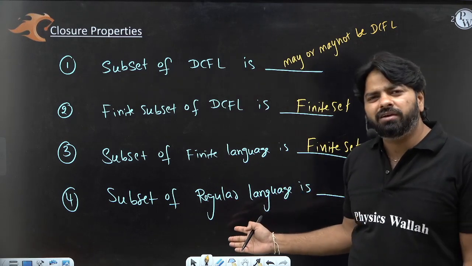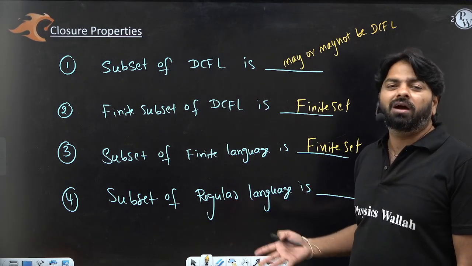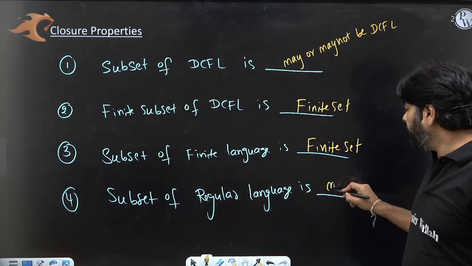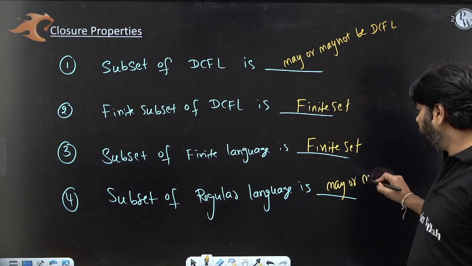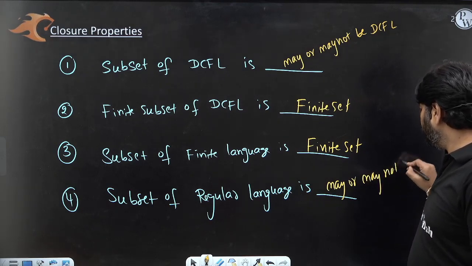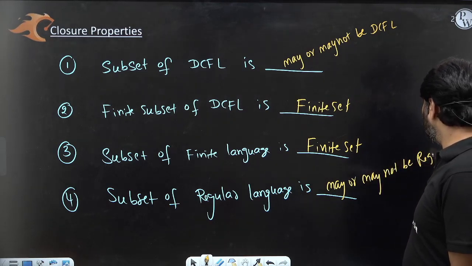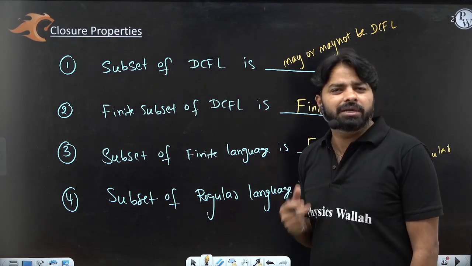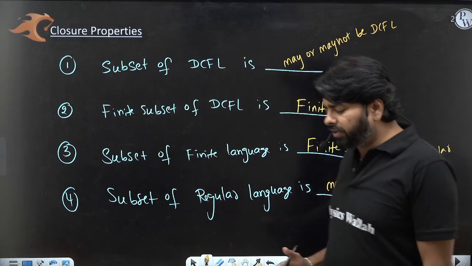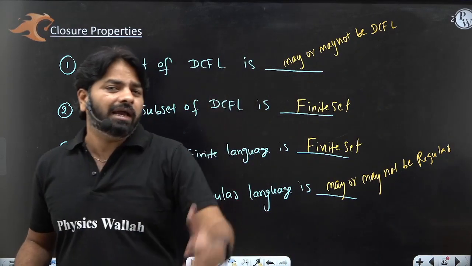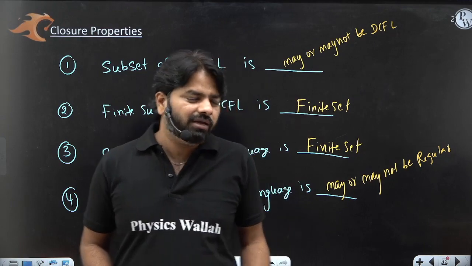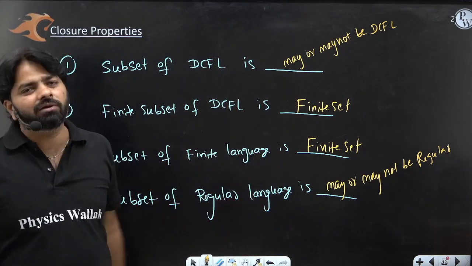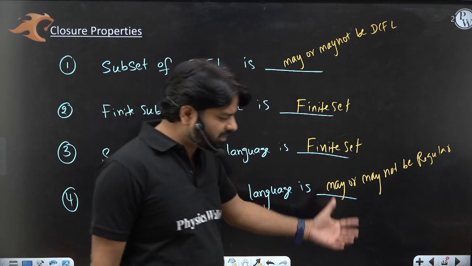But a subset of a regular language, you may get a non-regular language and you may get a regular one. Both possibilities are there. So it may or may not be regular. Example, very simple. (A+B)* is regular, but within that you have A^n B^n, which is not regular. So A^n B^n is a subset of a regular language, but it is not regular. So that shows the subset of a regular language need not be regular. Sometimes regular, sometimes not regular.